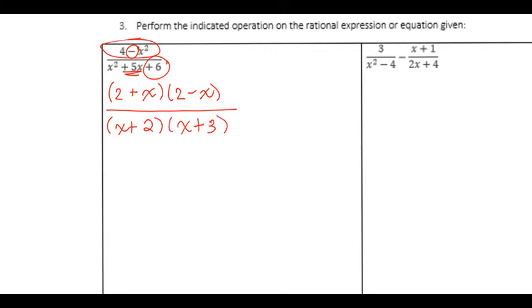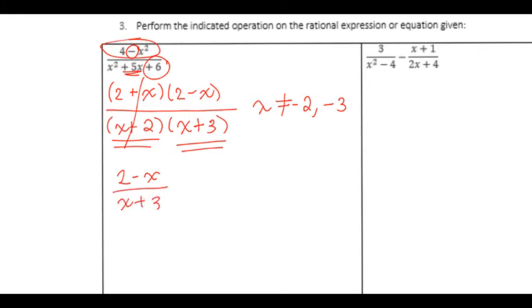Okay, so before I go cancel happy here, we want to take a second before we cancel to write down the restrictions. Looking in the denominator, I know that a value of -2 would make my denominator 0, and a value of -3 would make my denominator 0. So those are my exclusions or my restrictions from the function. Now I can cancel. So x plus 2 and 2 plus x, because we know multiplication is commutative, that cancels. My final answer is 2 minus x over x plus 3, where x can't equal -2, and it can't equal -3.